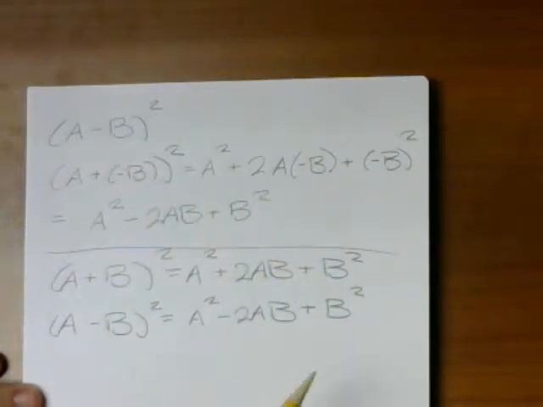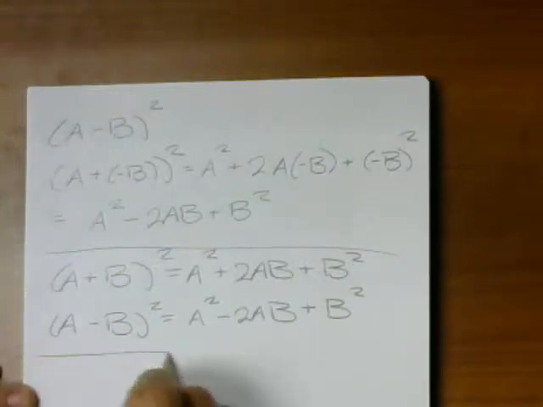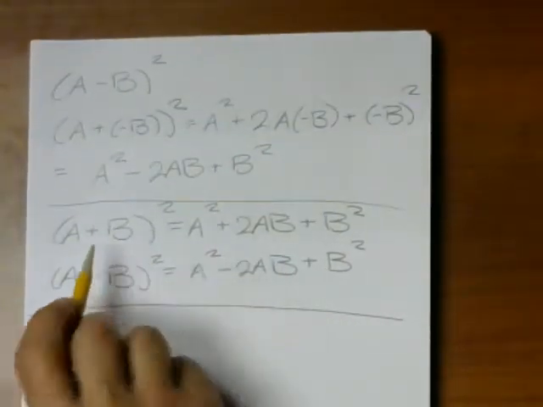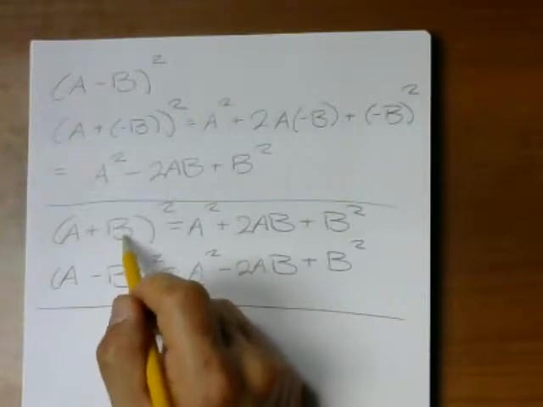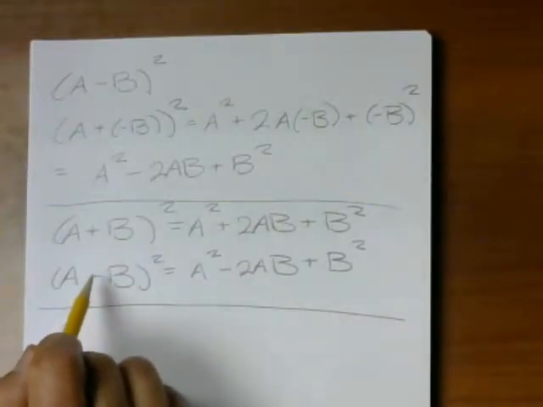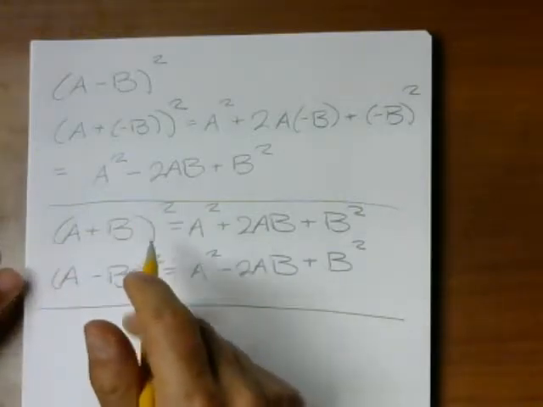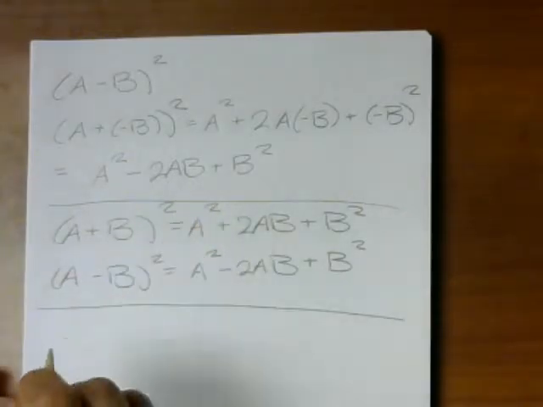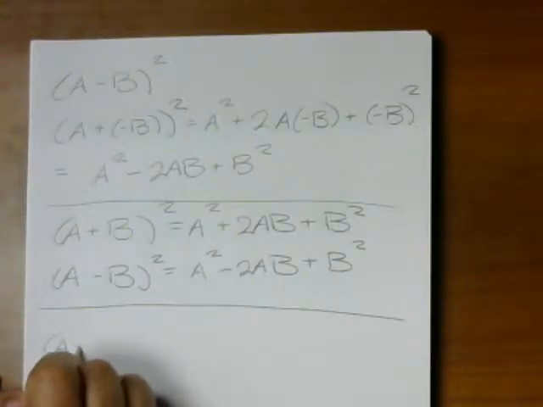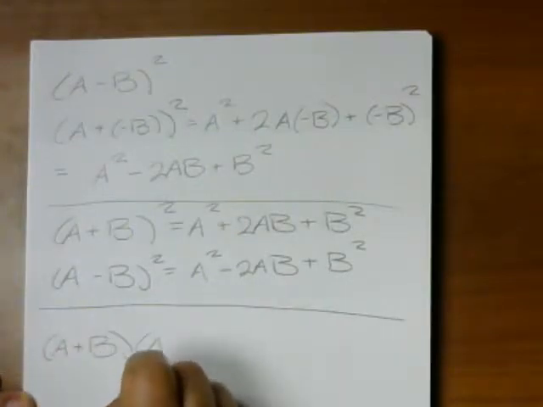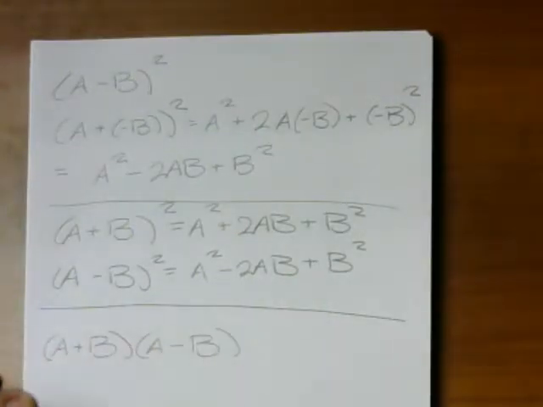There's one other formula, which is actually kind of important. What happens instead of taking two of these, which would give us this, and two of these, which would give us this? What would happen if I took one of each? If I'm multiplying, it doesn't matter the order. So what happens if I just take a plus b times a minus b?